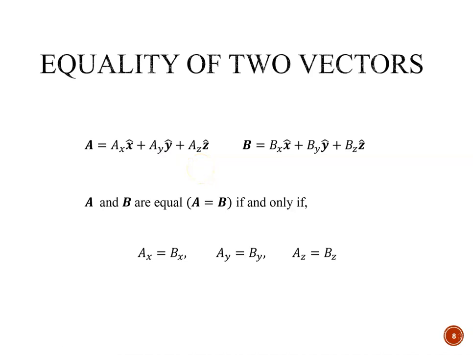Now, when you have two vectors, for example, vector A and also vector B, how do you know that A and B are equal? Provided that, if and only if, your ax is equal to bx, your ay is equal to your by, and your az is equal to your bz. So you have to make sure that all these three are the same for A and B to be equal.